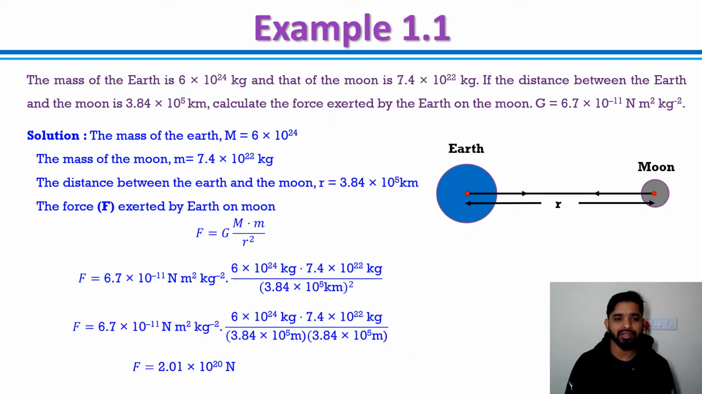Now we have to calculate the force between Earth and the Moon, where the mass of the Earth is given, the mass of the Moon is given, and the distance between the centers of Earth and Moon is given. We are also provided with the value of the universal gravitational constant. If we put these values in the formula, we get the force acting between Earth and Moon as 2.01 into 10 raised to the power 20 newtons.